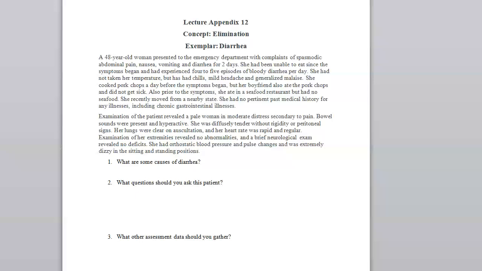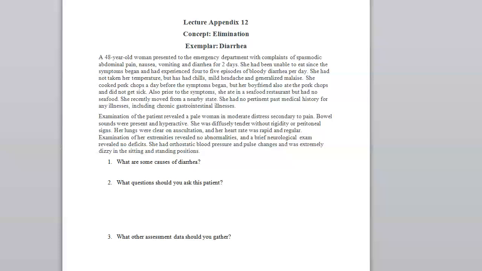Alright class, what I'd like to do now is go over Appendix 12 that has to do with our exemplar diarrhea. So let's read this scenario together. A 48-year-old woman presented to the emergency department with complaints of spasmodic abdominal pain, nausea, vomiting, and diarrhea for 2 days. She has been unable to eat since the symptoms began and had experienced 4 to 5 episodes of bloody diarrhea per day. She had not taken her temperature, but has had chills, mild headache, and generalized malaise.